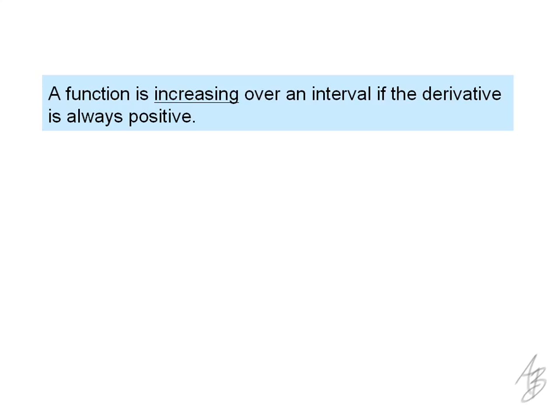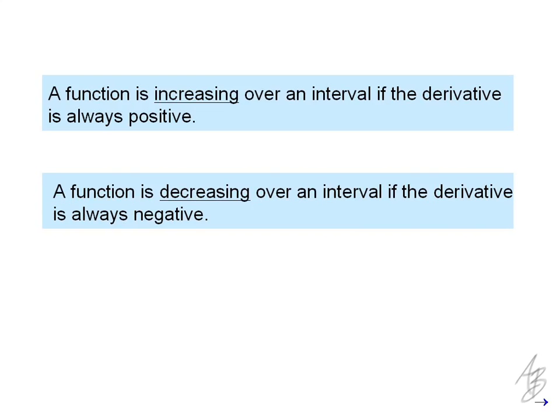A function is increasing over an interval if the derivative is always positive on that interval, and a function is decreasing over an interval if the derivative is always negative on that interval. It doesn't matter what negative value or what positive value it has. If the derivative is negative, it's decreasing. It's got a negative slope. If the derivative is positive, it's increasing. It has a positive slope.